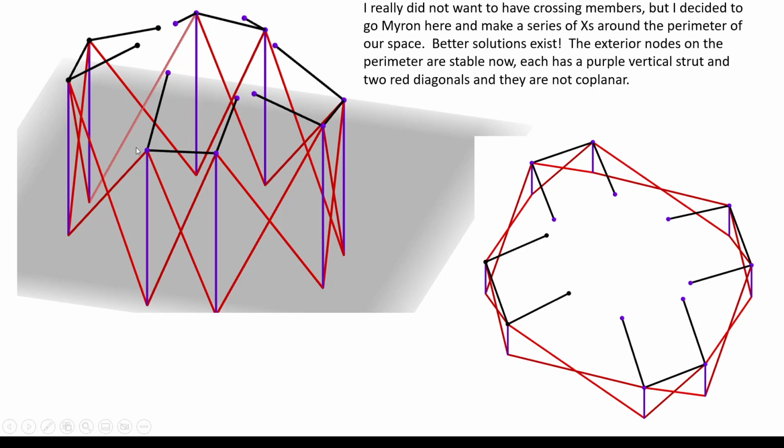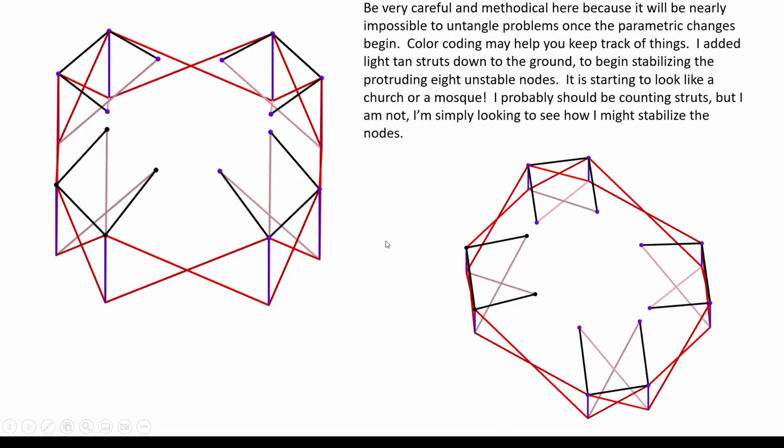The outer perimeter points are stable. Here I have the purple, and I have a red, and they are not coplanar. All 3 sticks are not coplanar. Okay, and that's the key. And I think that's true. I hope that's true, otherwise I'll be embarrassed.